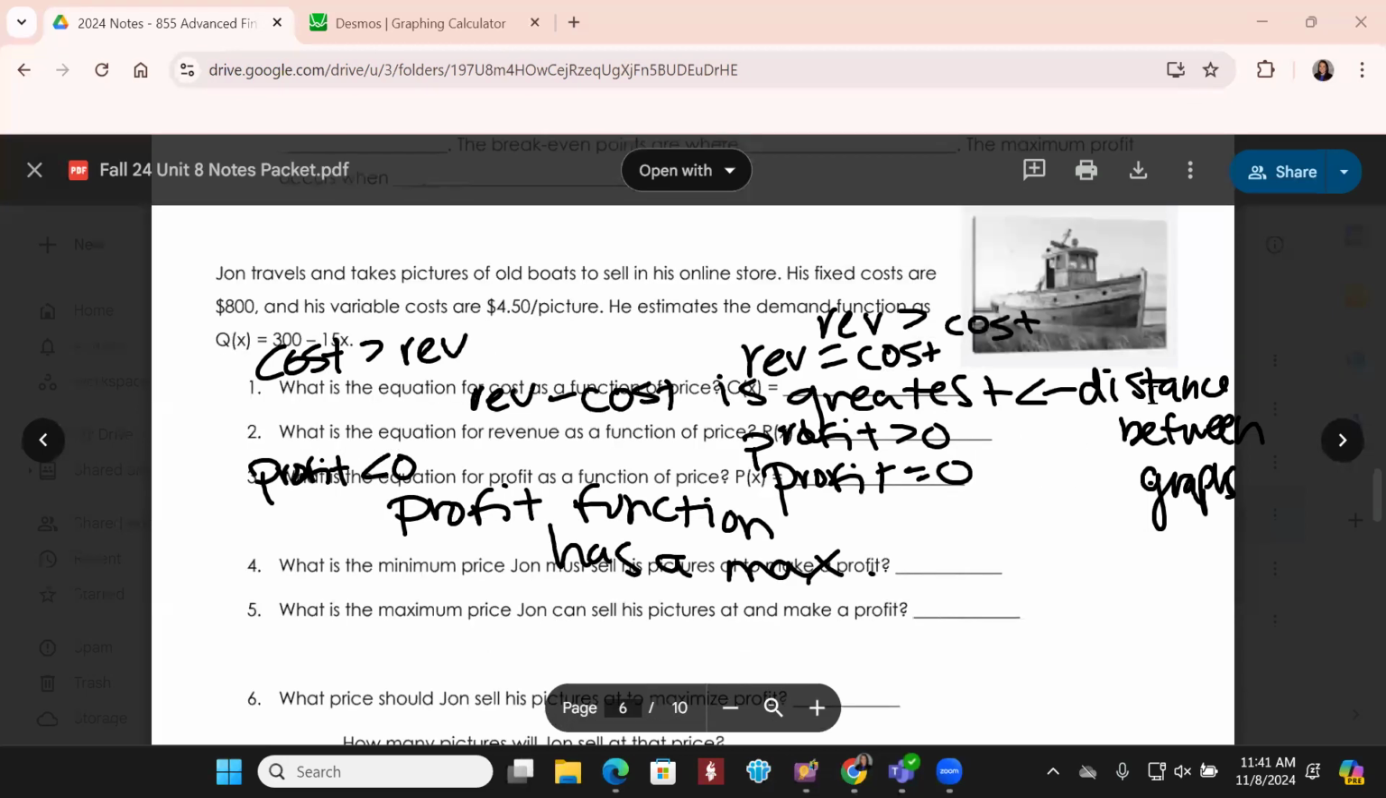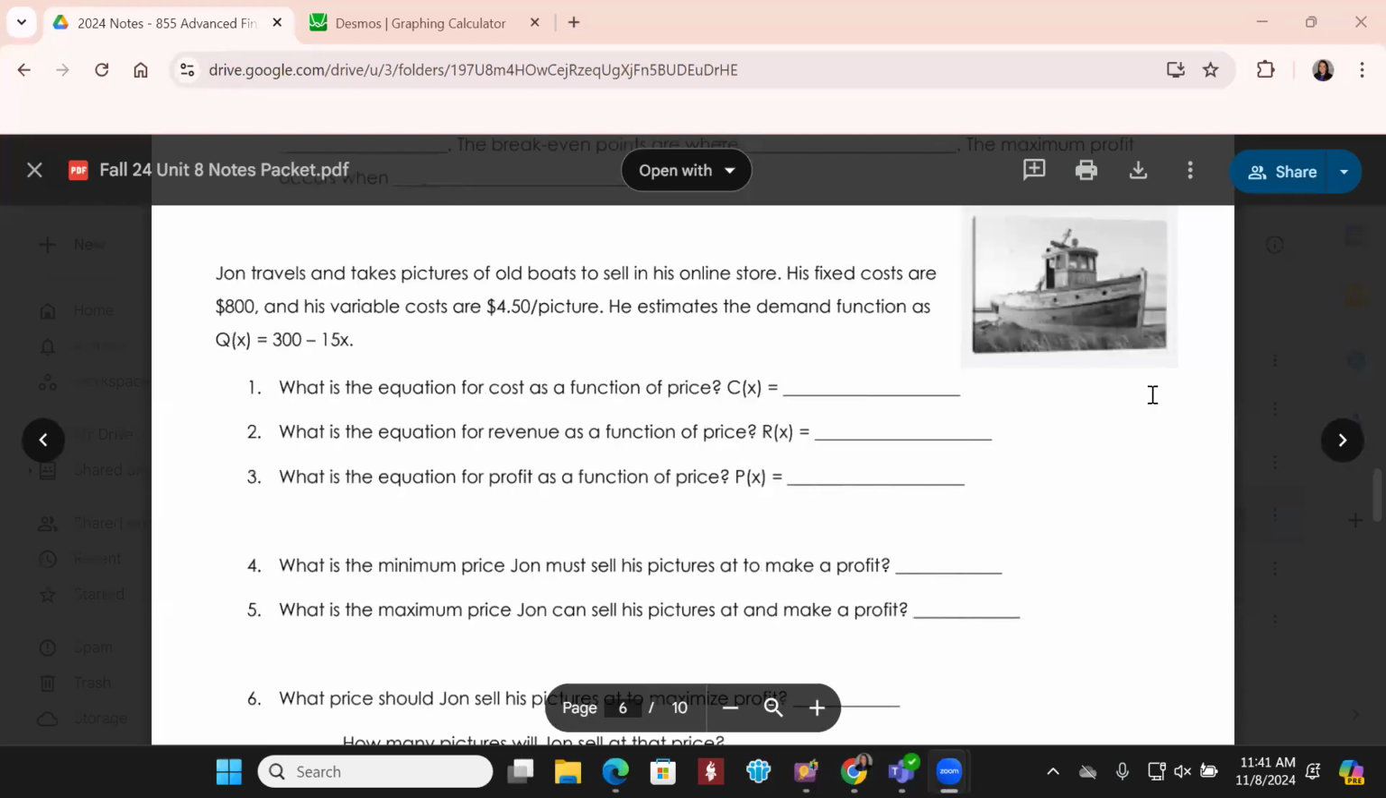Take a second, catch up. John travels and takes pictures of old boats, which is weird, to sell in his online store. His fixed costs are $800. His variable costs are $450 per picture. He estimates the demand function as Q of X equals 300 minus 15X.